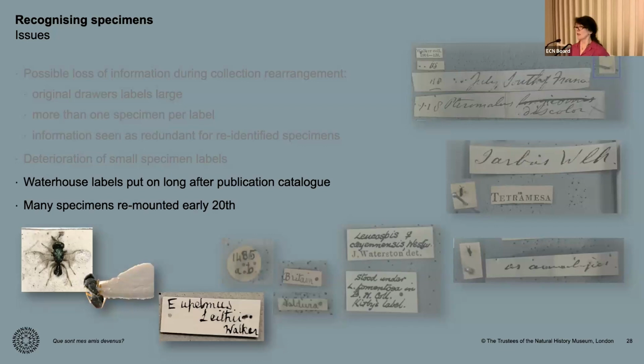And finally, the Waterhouse labels. We don't know when he put them on, but it was much after the publication of the catalog, like this one, for instance. It's a species that was described in 1872, so that gives me a sort of earliest date. So the identification on the Waterhouse label is the identification at that time, rather than the identification at the time of Walker's catalog.